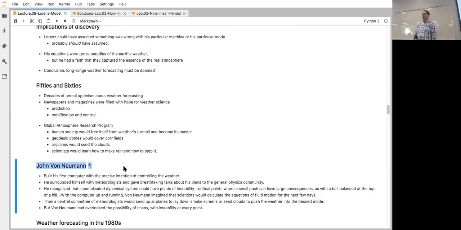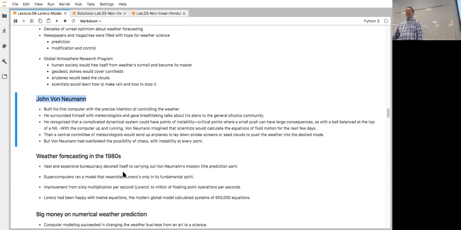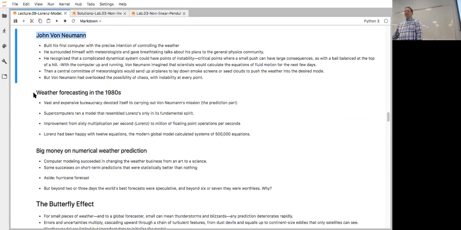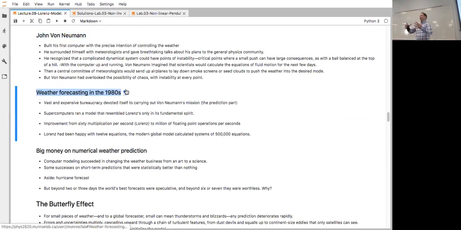But von Neumann had overlooked a really important thing, and this is what this lecture is about: the possibility of chaos. That is, there's an instability, a point where a small change could have a really large effect at every single point in the model. Now, weather forecasting in the 1980s had really grown. Von Neumann gave some big speeches, got government to spend big dollars and create big expensive bureaucracies, and it was basically trying to live out von Neumann's mission. Well, the prediction part, not necessarily the controlling weather part.